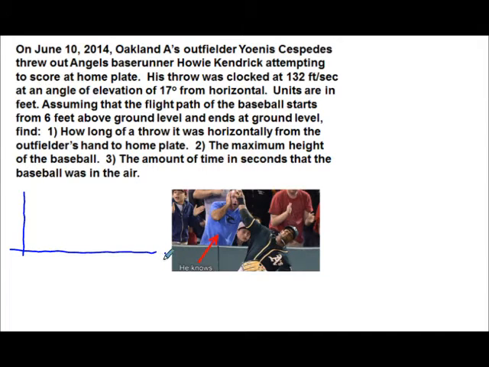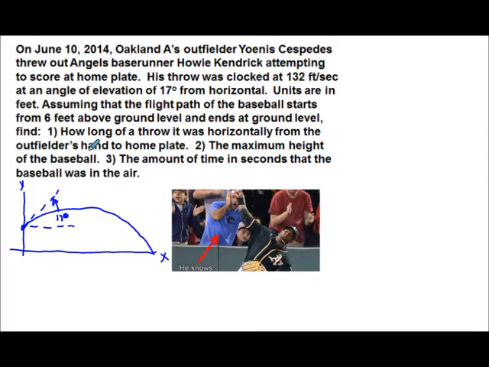So what you have, if you look at this XY coordinate plane, the throw leaves the outfielder's hand at 6 feet above ground and goes in this direction like this, all the way to the ground like this. And this angle here, I'm going to draw this little dotted line. This angle from horizontal is 17 degrees. This is the angle of incidence or angle of elevation. Okay, so that's just the setup. Units are in feet, 6 feet above ground.